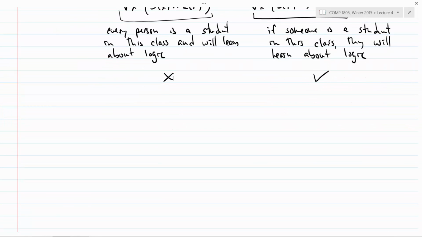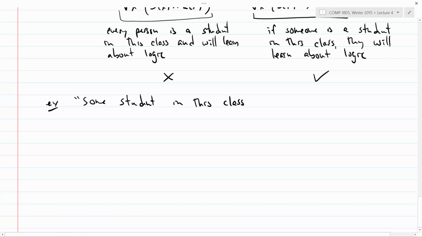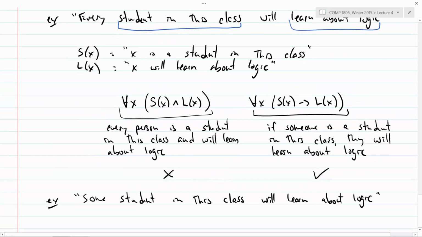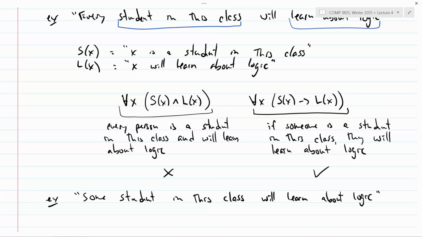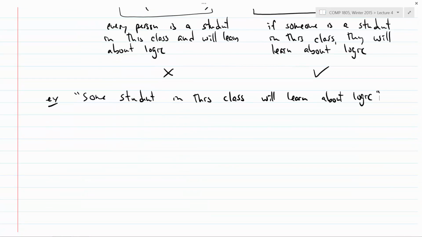All right, let's move on. Some student in this class will learn about logic. Hopefully all of you will, but the sentence is just some of you will. Let's assume that we have the same propositions from the previous one, so we still have Sx and Lx. How do we translate this? So some means there's going to be an exists. And what goes inside?